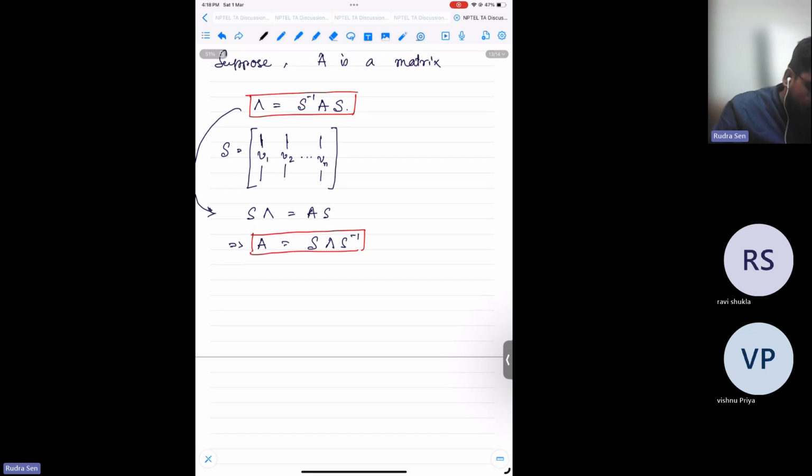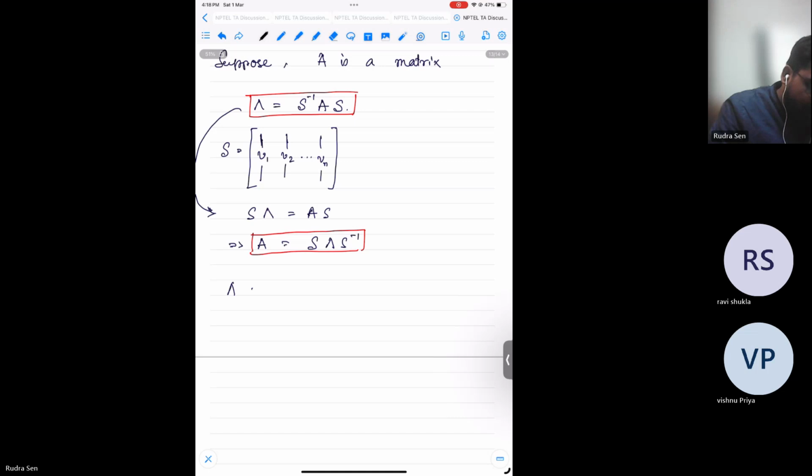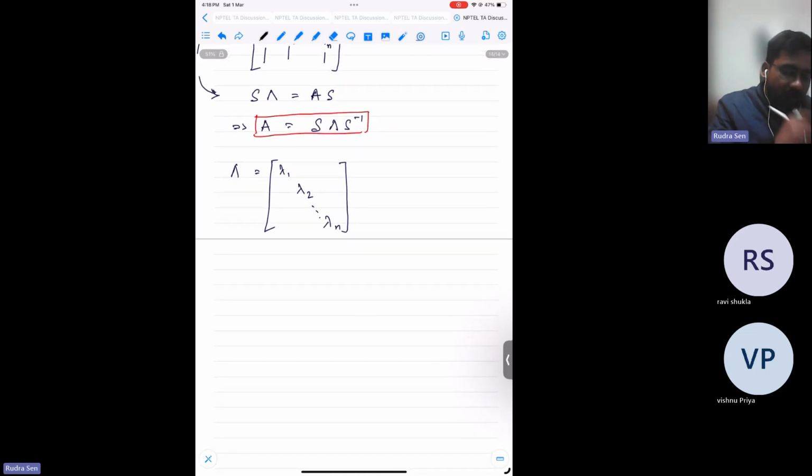We know that this lambda is basically nothing but lambda 1, lambda 2, let's say up to lambda n, right? So if someone says find the eigenvalues of the A matrix, let's say A is a 2 cross 2 matrix, you can find them by using all this procedure for a 2 cross 2 matrix.